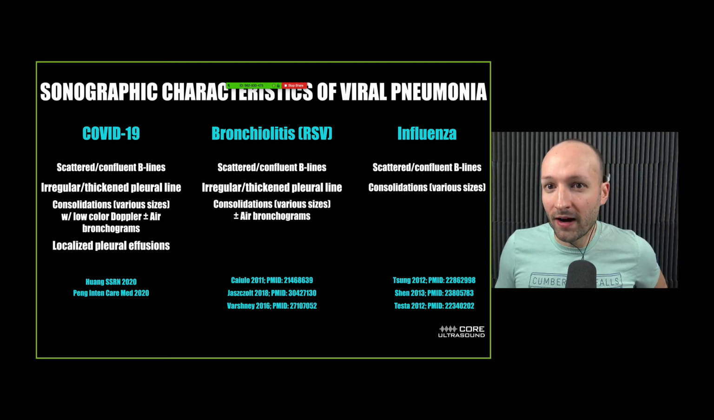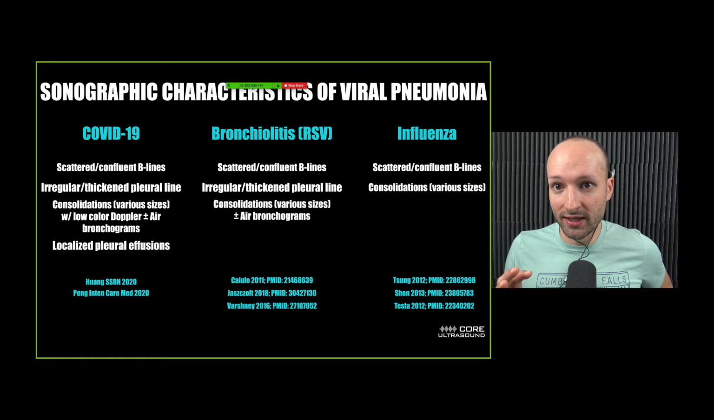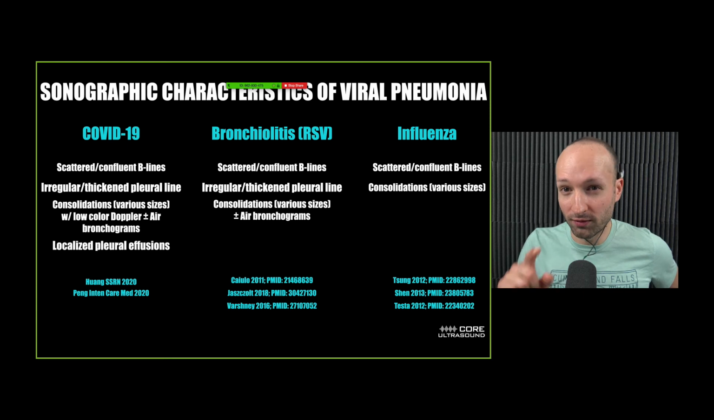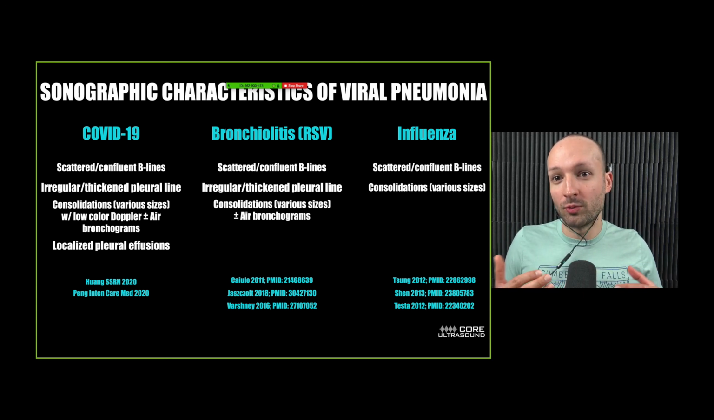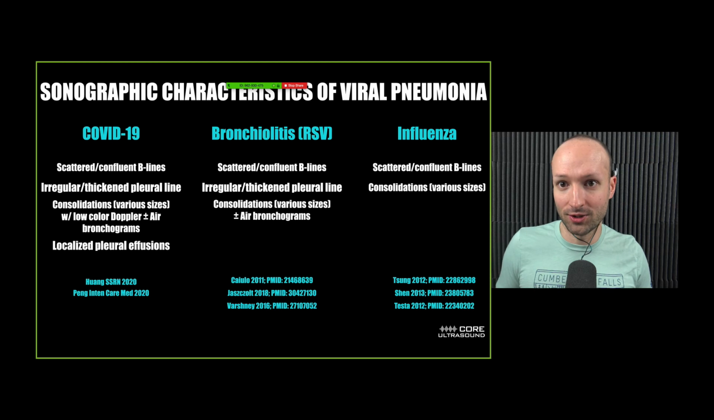So viral pneumonias are all going to have irregular pleural lines, B lines, with consolidations of various sizes. Usually they're the small ones, less than 3 centimeters. The new literature that's come out about COVID-19 does mention that there are localized pleural effusions. You have to be careful with that because when we think pleural effusions, we think of the ones that we find at the base of the lungs. However, this is not what this is describing.